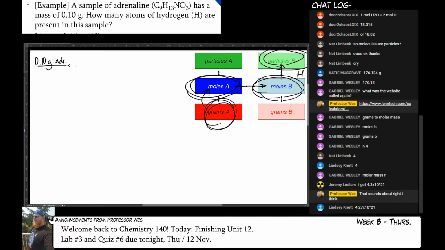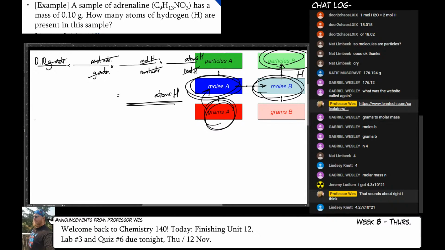All right, so let's follow our little plan of approach here. So we got grams of adrenaline, moles of adrenaline. Units cancel out. Got moles of adrenaline, moles of hydrogen, because that's what the problem wants us to answer. And then we got moles of hydrogen and then atoms of hydrogen. Those cancel out. And that'll be our answer when we're done.